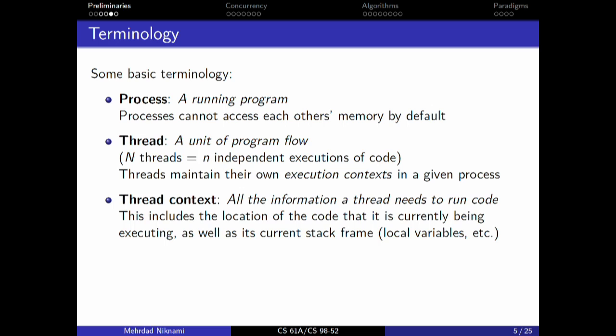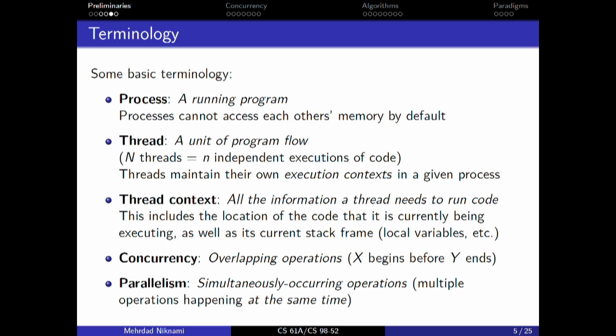Any other questions? Or at least, as a first approximation. It's possible to sometimes share local variables depending on what you're doing, but for now we'll just assume they're separate. Okay. There's a couple more terms you should know: concurrency and parallelism. They're sometimes used interchangeably. They don't mean the same thing.